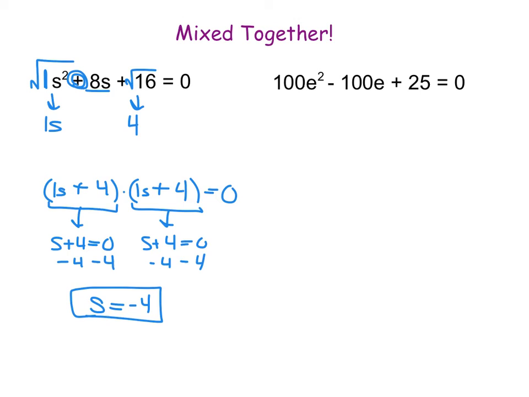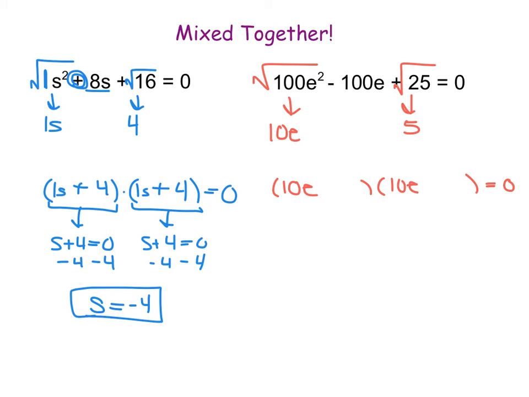Okay, if I look at the next example and I square root 100e squared and 25. If I square root 100e squared, I find that that is 10e. The square root of 25 is 5. So then I can go to my parenthesis pieces. 10e goes in the first part, 5 goes in the second, and then to determine the signs, I look at the fact that our middle term here is negative. So both of these will have a negative symbol.